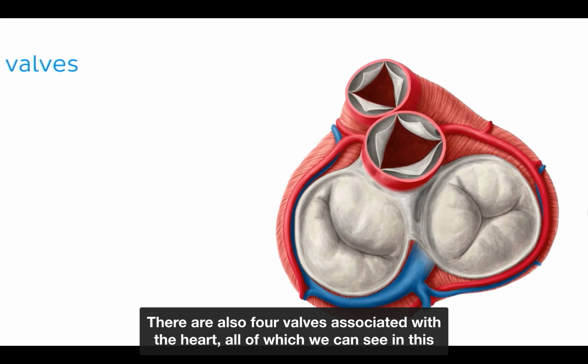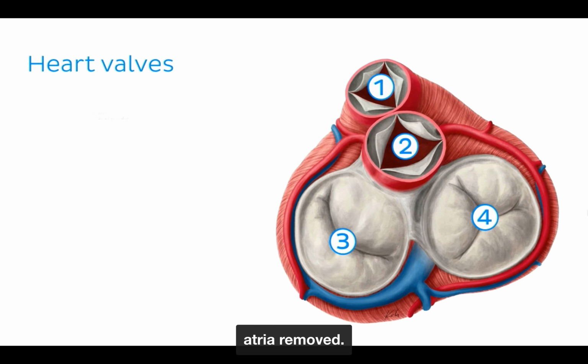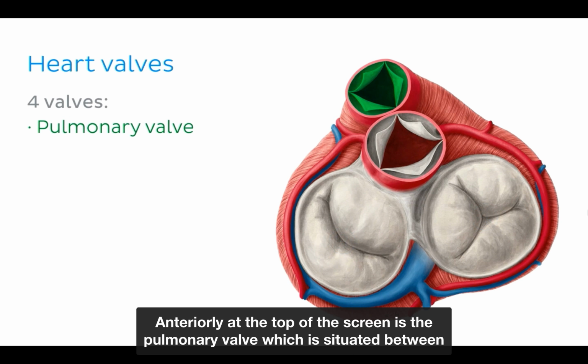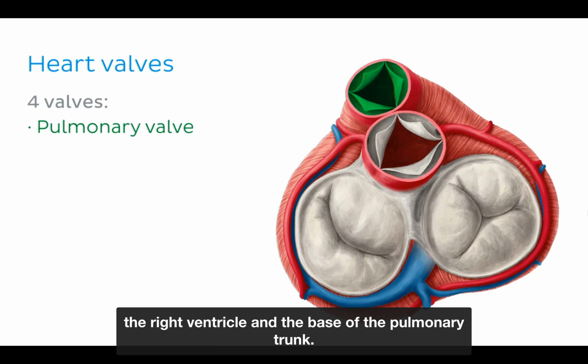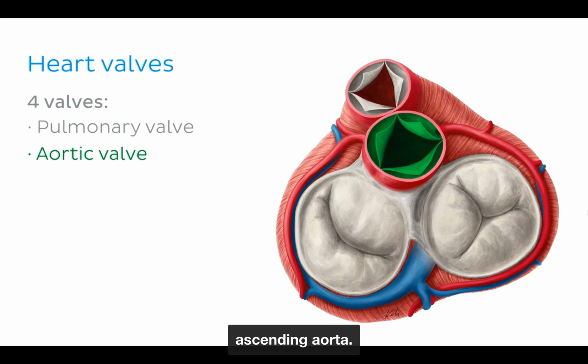There are also 4 valves associated with the heart, all of which we can see in this image here. In this image, we're looking at the heart from a superior view with the right and left atria removed. Anteriorly, at the top of the screen, is the pulmonary valve, which is situated between the right ventricle and the base of the pulmonary trunk. Posterior to it is the aortic valve, which is found between the left ventricle and the ascending aorta.